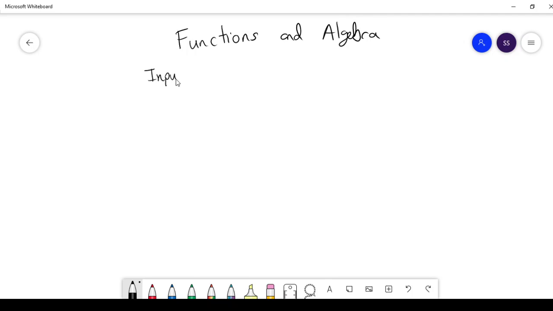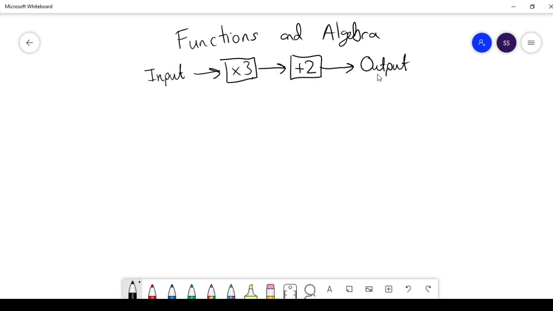We've got an input, and then we say we times by 3, that's our operation. Then we say, let's say we add 2 to that and we get an output. Okay, now this is what we call a function machine. It kind of acts like a normal machine. I mean, you give it an input and it does something to it. In this case, it times it by 3 and then adds 2 to it, and then it gives you an output.